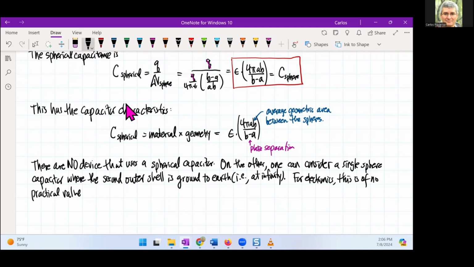And what that really means here is that it's mainly used as a concept for understanding.